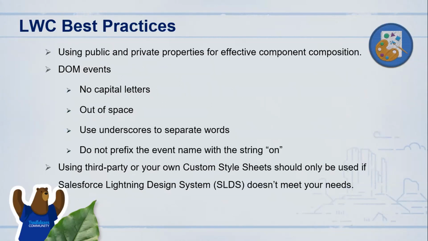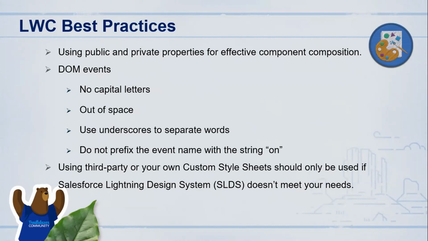In all programming languages, we use variables to hold our data, right? In LWC, we call these variables properties. So using public or private properties correctly will result in effective composition, like using decorators such as @api, @track, likewise. And LWC can dispatch standard DOM events, as well as we can create and dispatch our own custom events too, right?